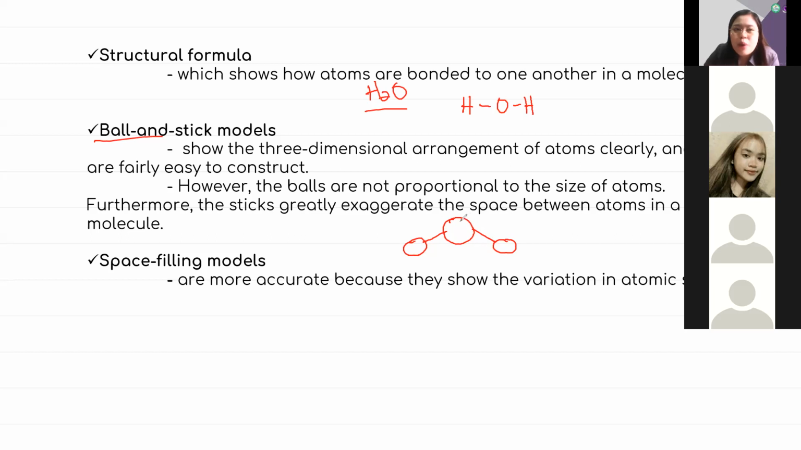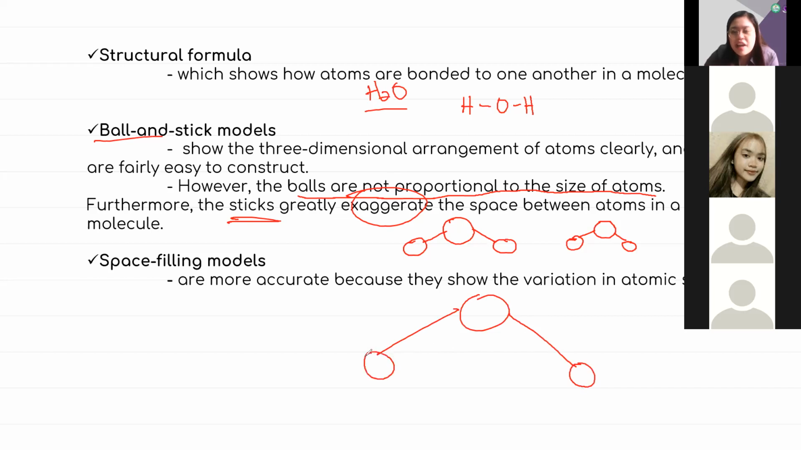Now what's the problem with our ball and stick? The balls are not proportionate to the size of the atom. So sometimes pwede kang gumamit ng maliit lang na ball to represent the oxygen and another small na mga balls for the hydrogen. So hindi siya proportionate to the real size of the atoms. And at the same time, the sticks na ginagamit natin to connect these balls greatly exaggerate the space between atoms. So usahay manggutaas kay itong stick na ginagamit. So dili po di nga nakadako class ang space between our atoms.